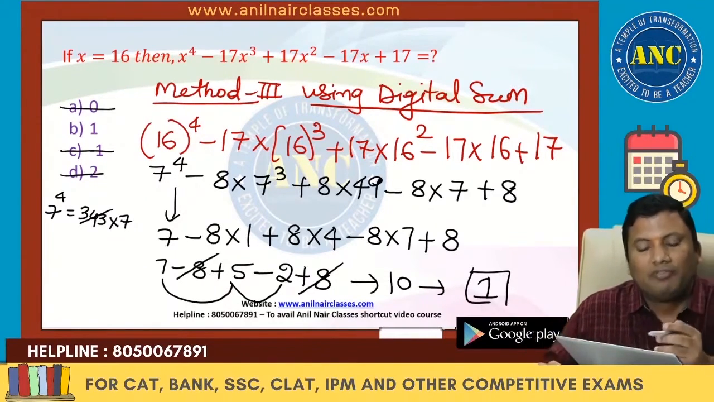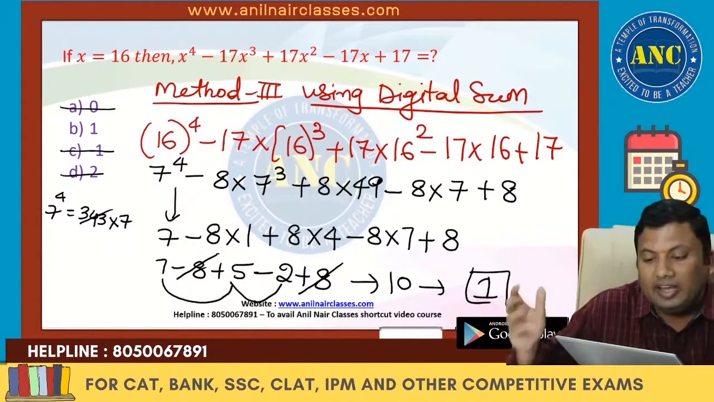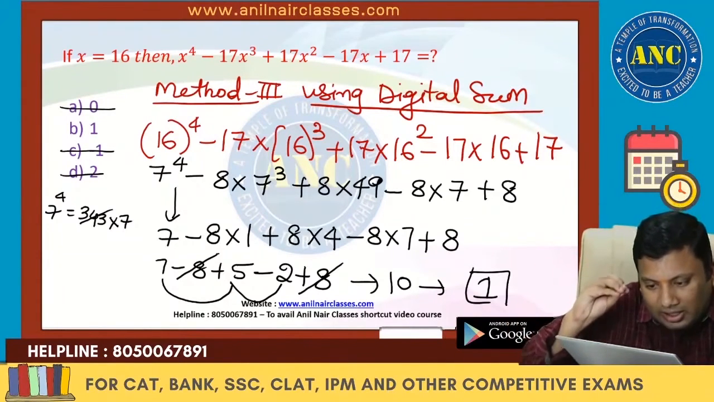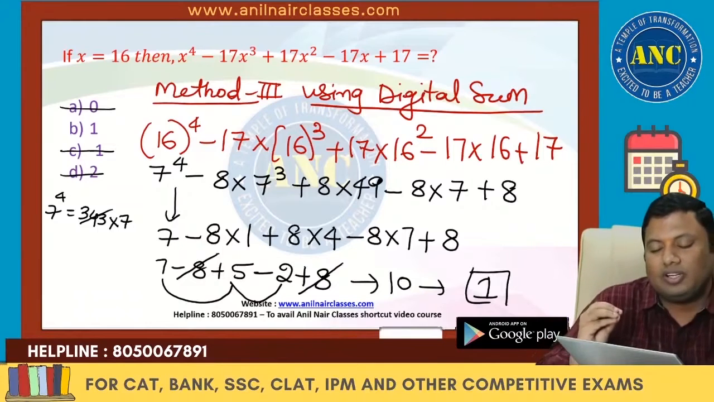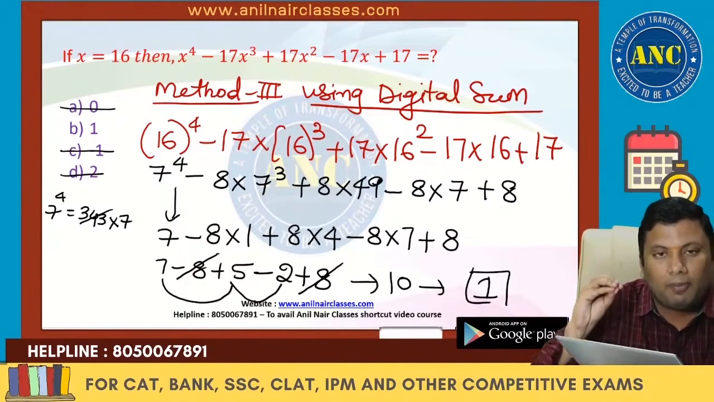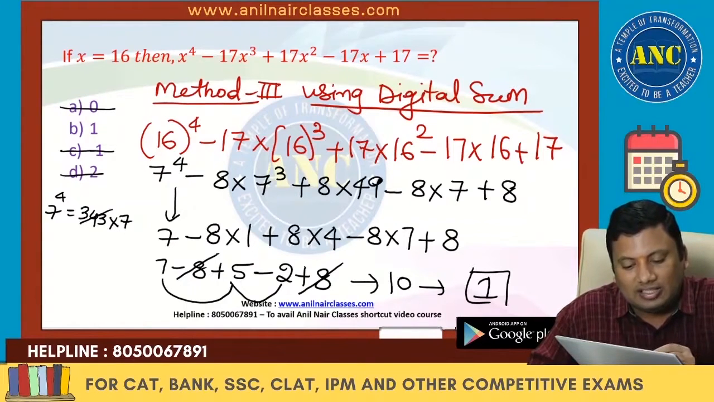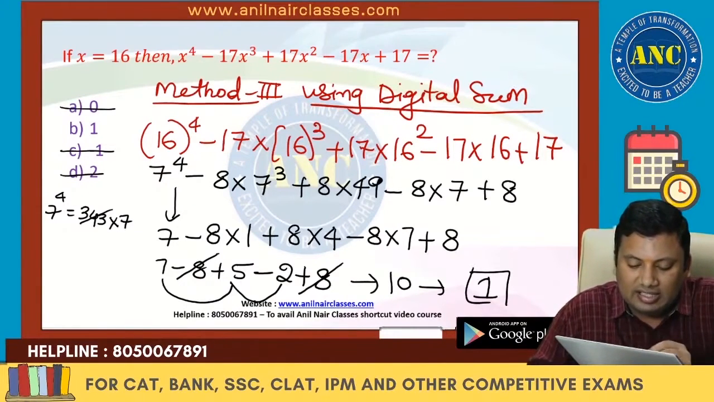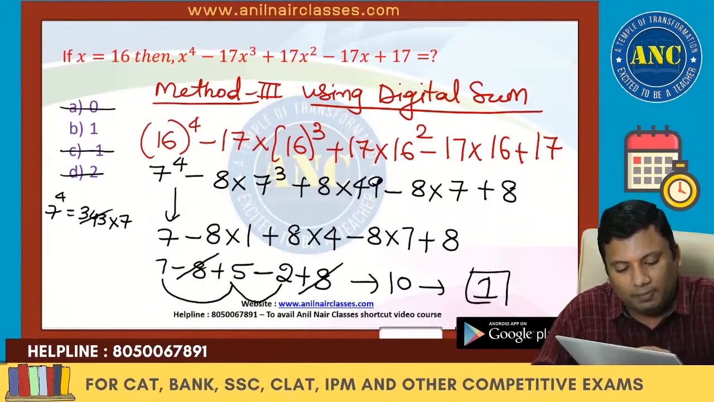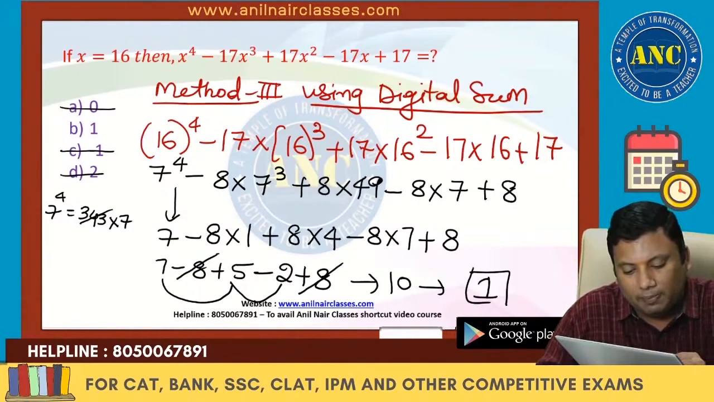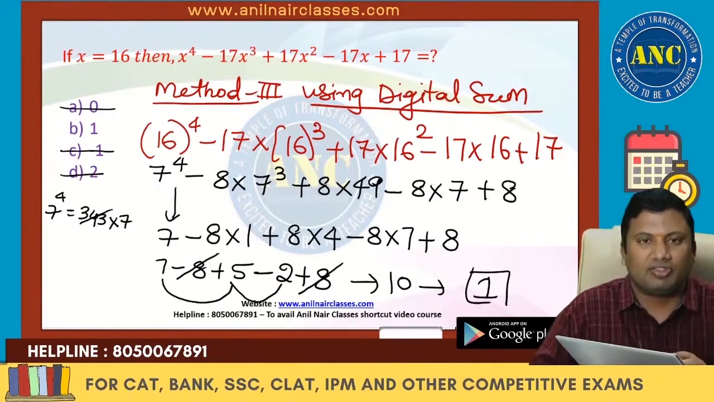16 power 4. The coefficients can be any values, right? I wantedly created such values. Once we start solving problems, it will be extremely easy. 16 is 7 power 4, 7 cube, 7 square. 8 into 7 plus 8. 7 minus 8 plus 8 into 4 minus 8 into 7 plus 8. The answer is nothing but 1.